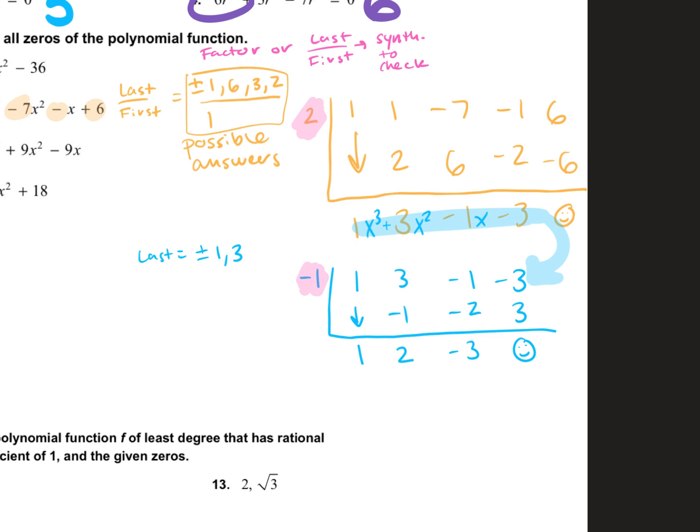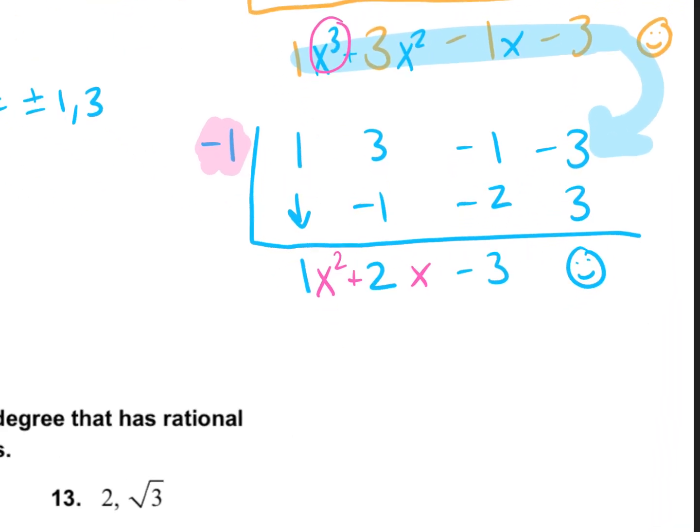What's my answer here going to start with? X squared, because this one was x cubed. So here I have 1x squared plus 2x minus 3. You could do last over first again, or we can just see if this factors. It's a quadratic, so it would just factor like normal.